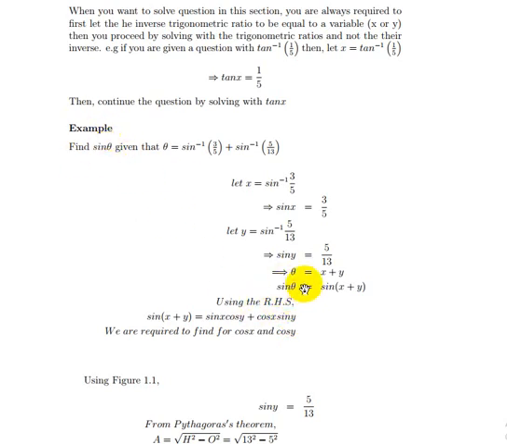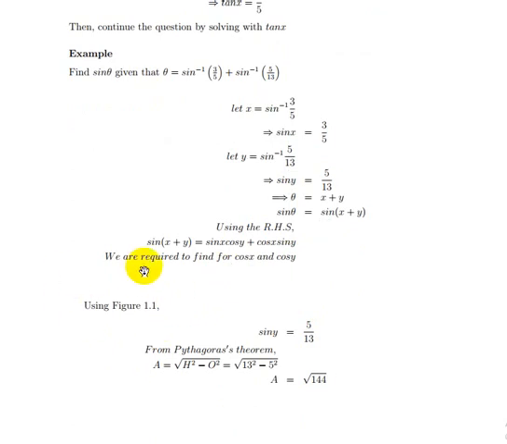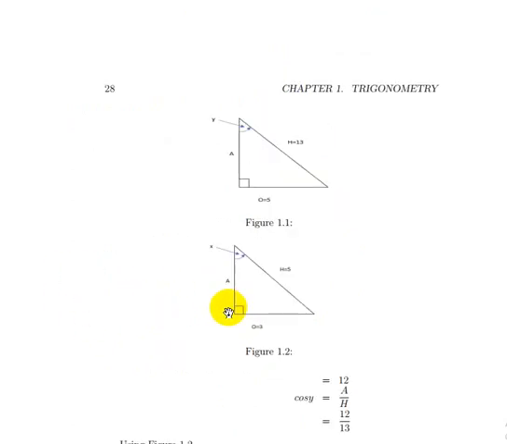So I'll say sine theta is going to be equal to sine of x plus y. Now, what is sine of x plus y? I'll use the right hand side in order for me to calculate. So sine of x plus y is equal to sine x cos y plus cos x sine y. So now we have sine x here, we have sine y here, but we don't have cos y, and we don't have cos x. So we should use figure 1.1 in order for us to calculate.